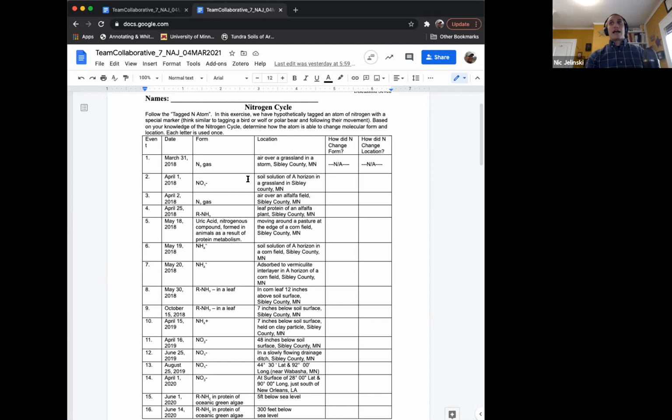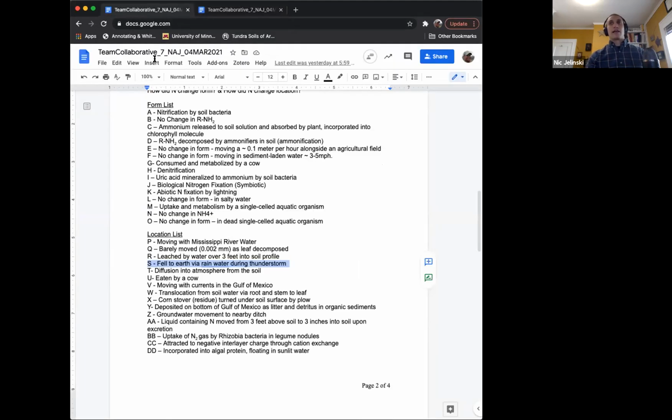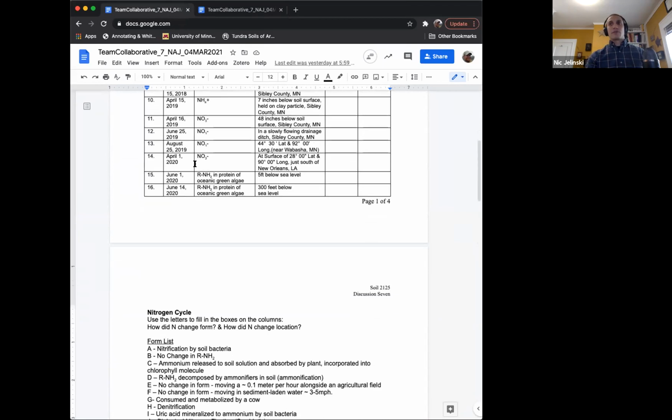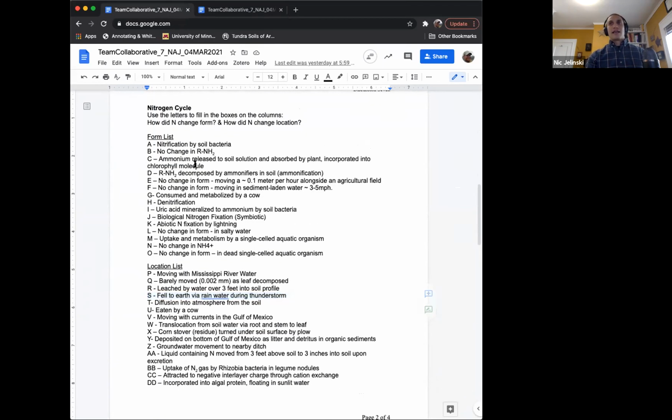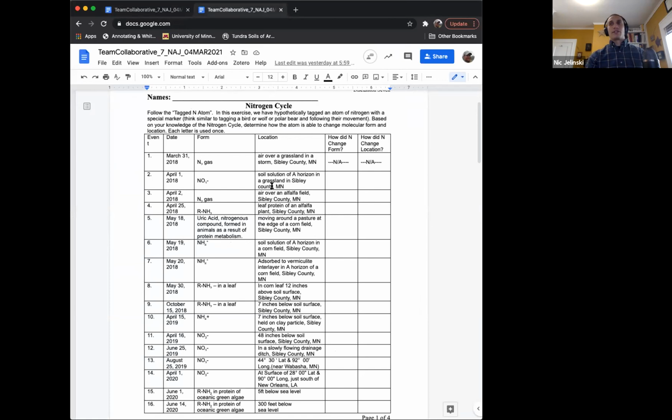So what I've got on the next page, and what you might want to do is open another tab like I have here, or maybe put another window side by side so you can put these things side by side. But if you go down from this first page, you'll find these lists. And these lists are the letters that I want you to enter into those boxes that match how these change form and change location. So for example, going from 1 to 2, we went from N2 gas to nitrate.